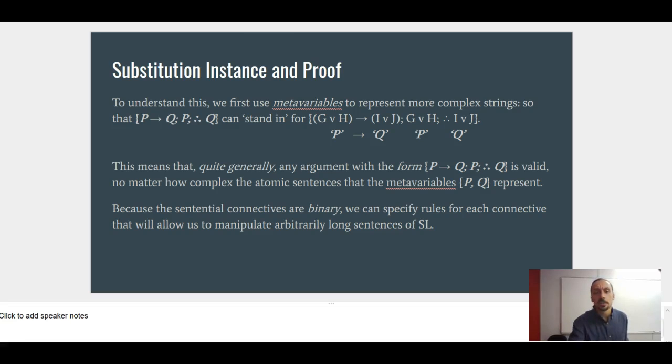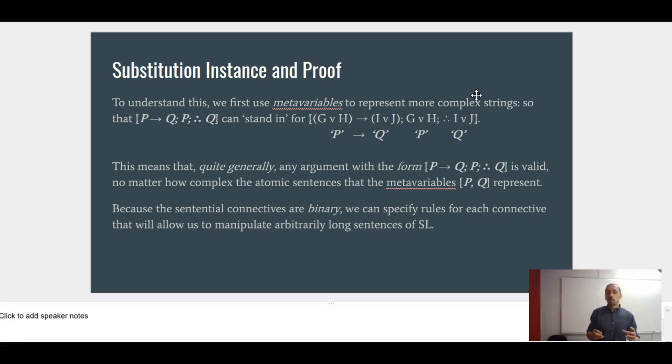Let's look at this example over here. What we have is roughly that same schema. If either G or H, then either I or J. We have either G or H, which is the P here. We have the antecedent. So if this, then that. We have this. Therefore, that. This is important because quite generally, any argument with the form if P then Q, P therefore Q is going to be valid, no matter how complex the atomic sentences that the metavariables represent. Let me say that again because it's very crucial.